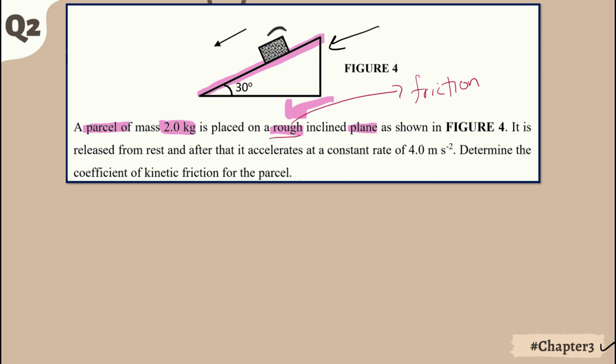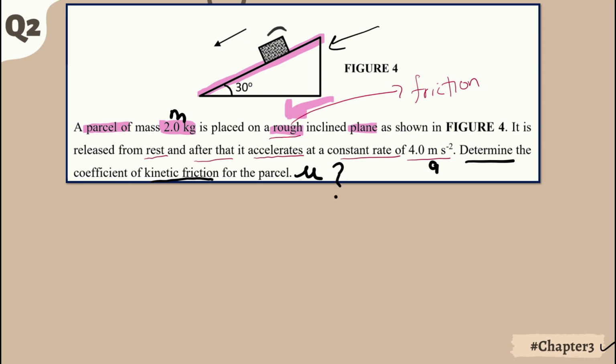It is released from rest and after that it accelerates at a constant rate of 4 meters per second squared. So this is basically our acceleration. We have the mass, and the question is to determine the coefficient of kinetic friction for the parcel. Mu, we want to find mu.